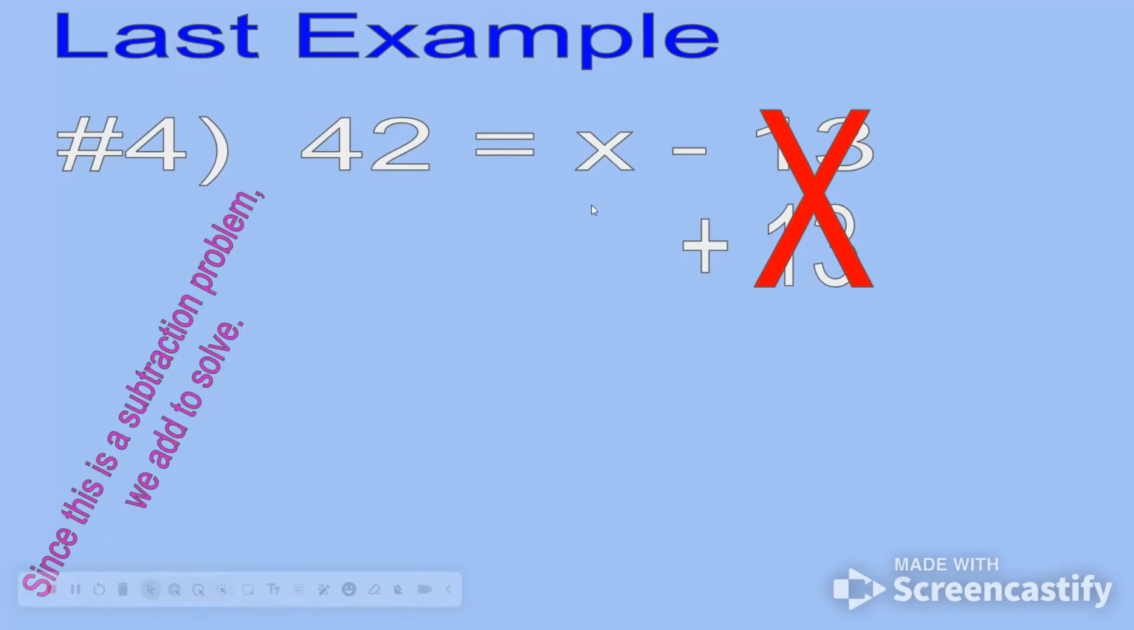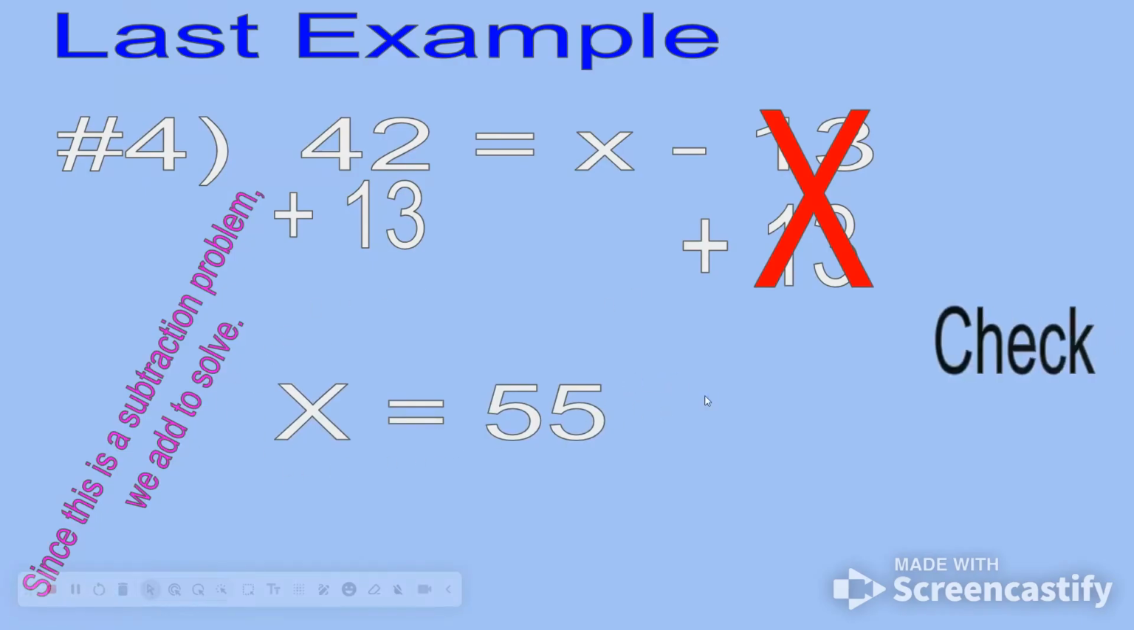Well, if I add 13 to the right, I have to add 13 to the left. It's the only way to keep it equal. The only way to make sure we did it right. So x is now by itself. 42 plus 13 is 55. So in this equation, x is going to equal 55.